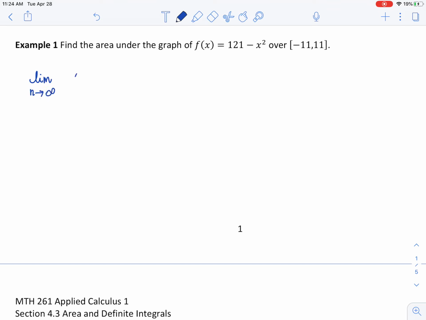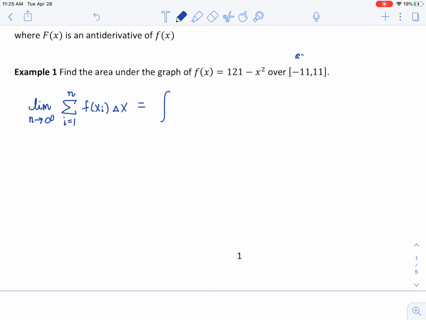We can do the limit as n approaches infinity of the Riemann sum, as i goes from 1 to n, of f of x_i times delta x. That's the method that we did. We just didn't have infinitely many subintervals. We just had like 5 subintervals or 4 subintervals. But we can't really do that, so we're going to use the fundamental theorem of integral calculus.